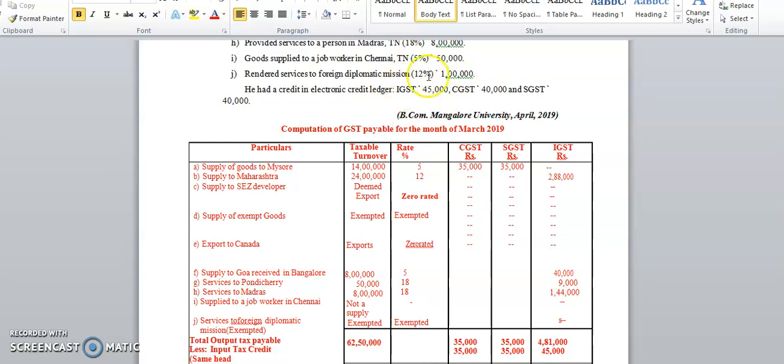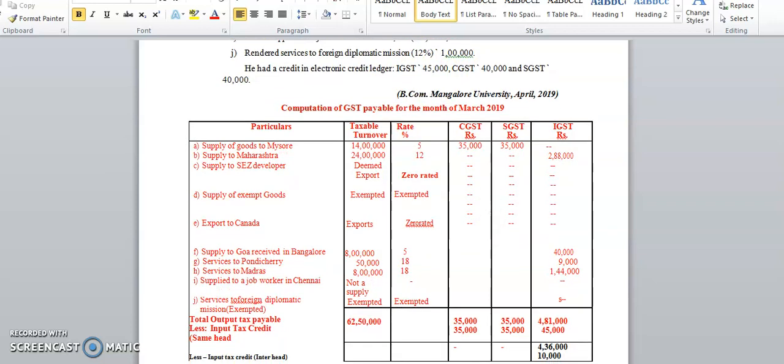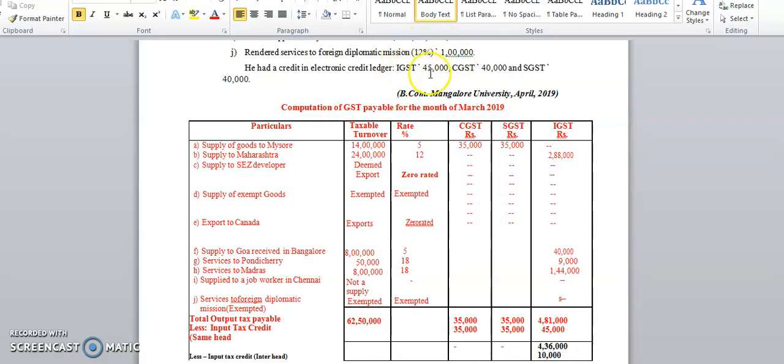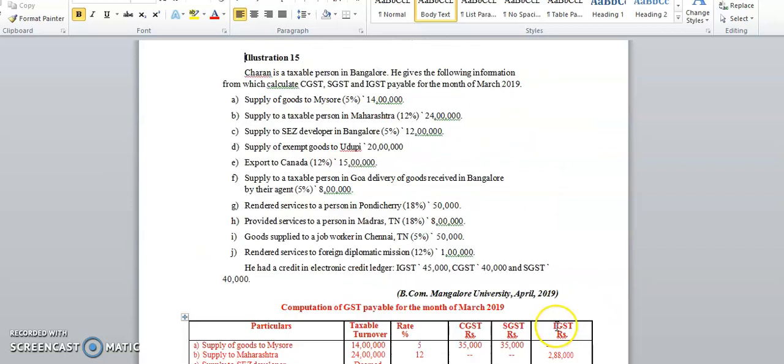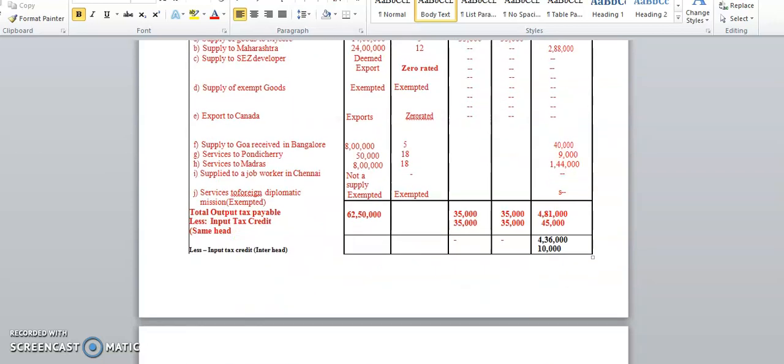As per the latest amendment, IGST has to be utilized to the full extent. So that 45,000 is to be utilized to the full extent. If you see the IGST output tax total, it is 4,81,000. So first use the IGST input tax credit towards the payment of IGST output tax. So still IGST output tax remains, 4,36,000 IGST output tax remains.